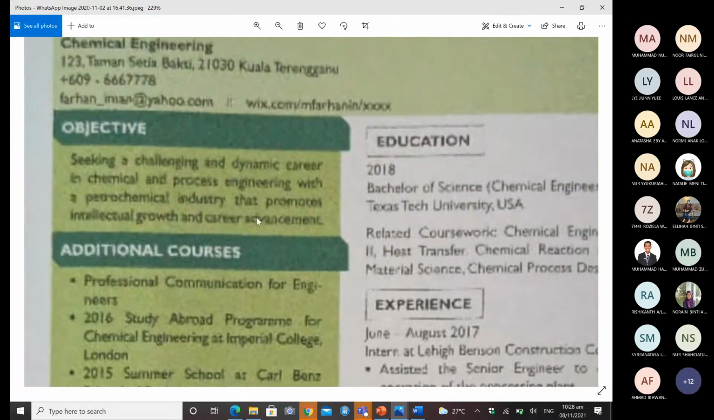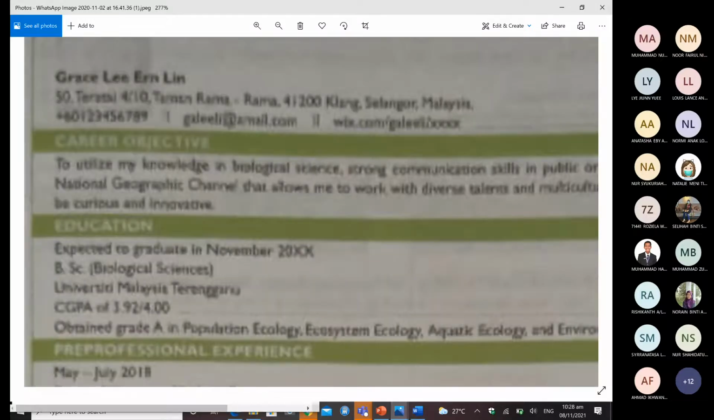In which, first of all, what you can do: seeking a challenging and dynamic career in chemical and process engineering. Okay. And the scope would be the petrochemical industry. And how to contribute to the organization is through intellectual growth and career advancement. You will see the same similar pattern over here.